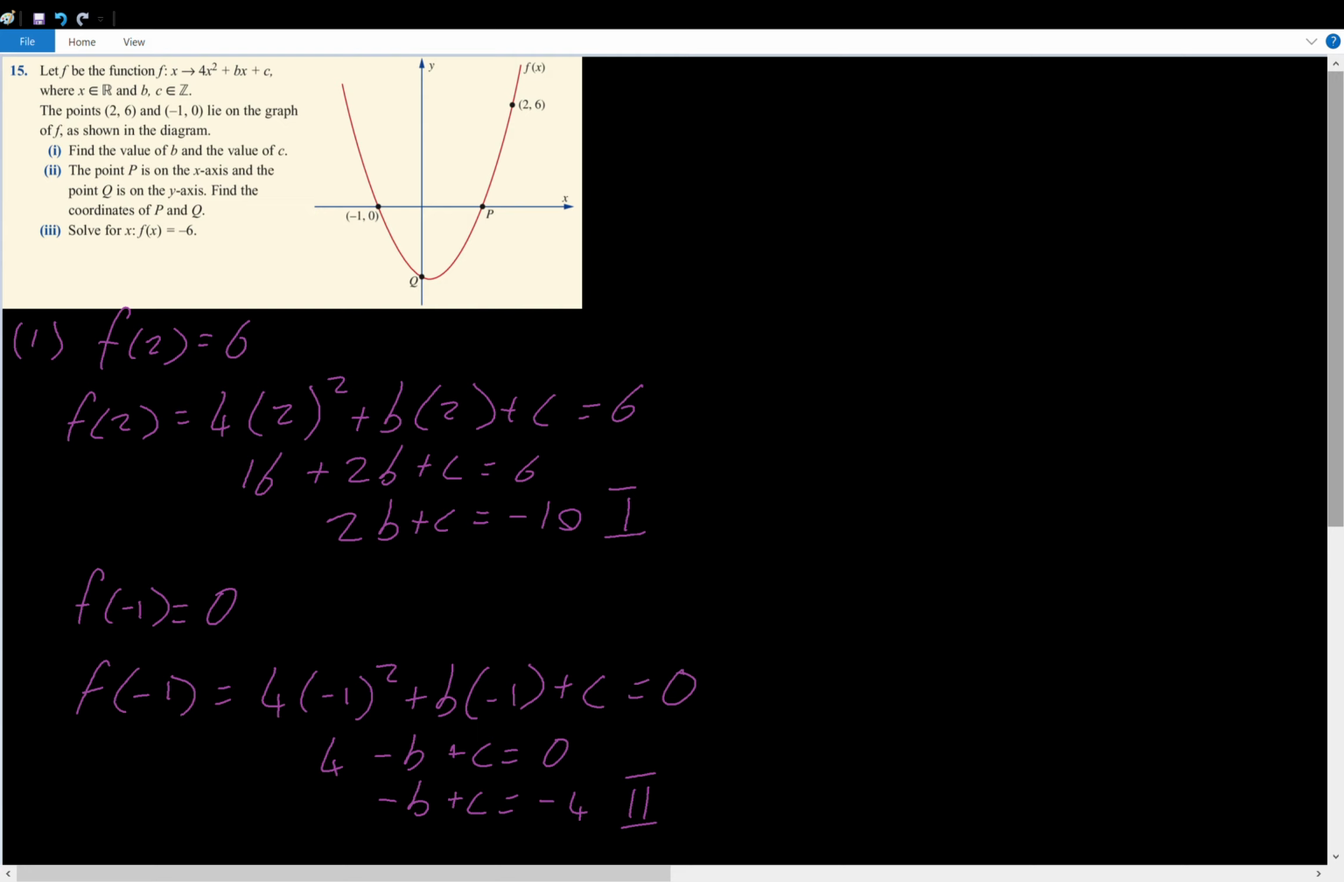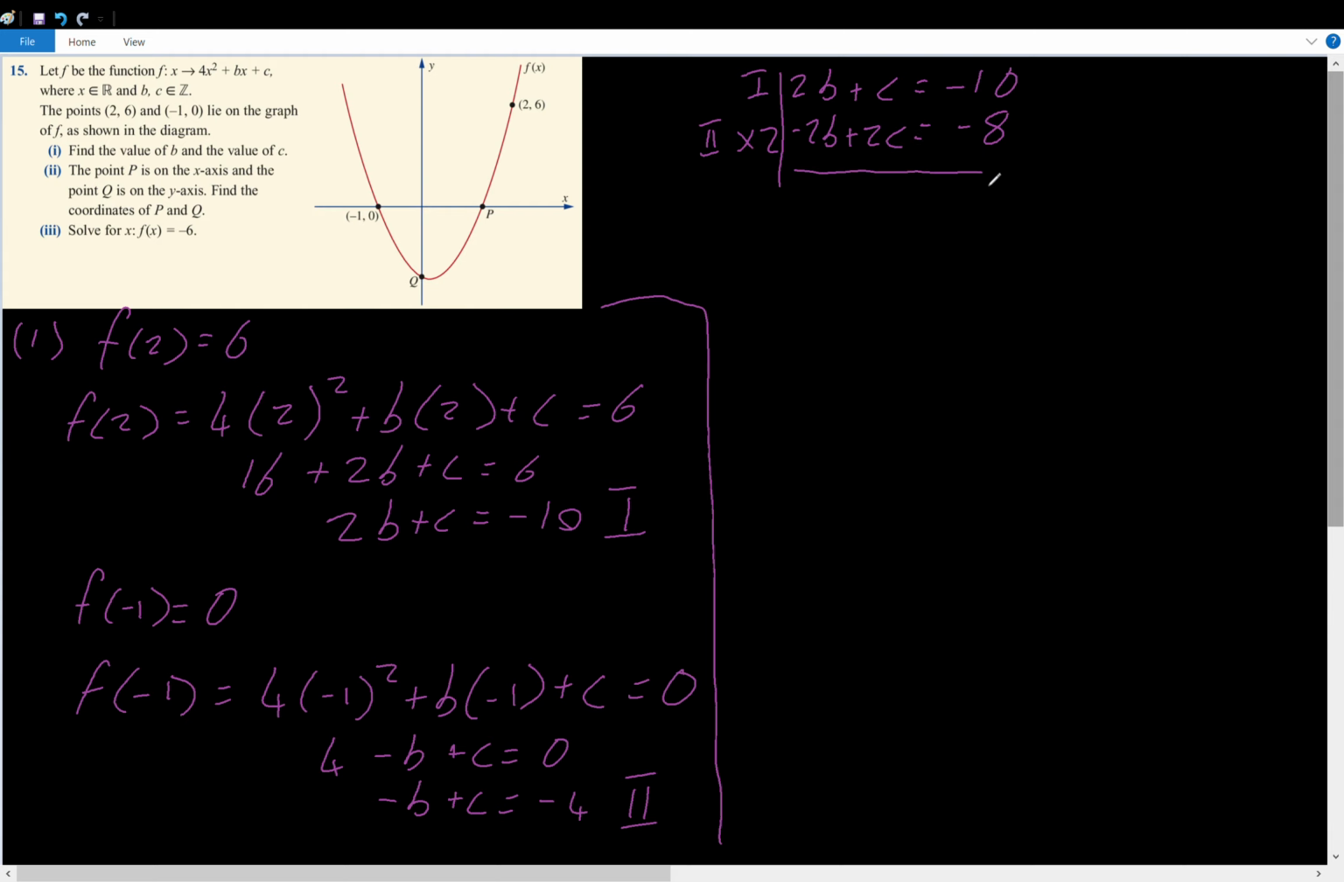And now we have simultaneous equations which we can go about solving. In order to do that, we need to get the number in front of both of our b's or both of our c's to match and for them to have different signs. So I'm going to leave our first equation as is: 2b plus c equals -10. And our second equation, I'm going to multiply by 2. So I'm going to get -2b plus 2c equals -8. And then we're going to add them down.